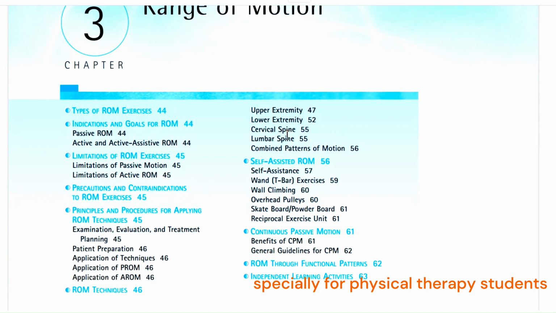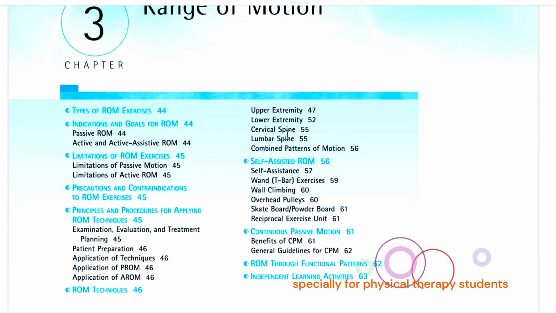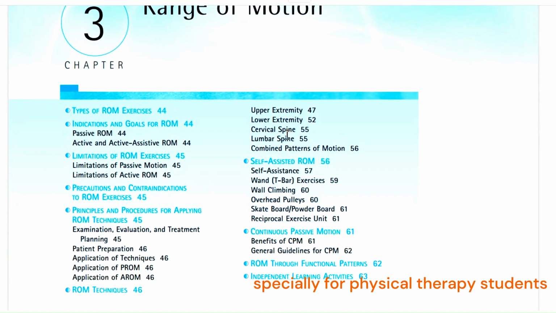Self-assisted range of motion: you can discuss how you can assist yourself to perform any kind of range of motion, and you can tell your patients how they can perform it easily in their home plan. And continuous passive motion is a mechanical device that we can use to give passive range of motion to post-operative patients or post-traumatic patients.